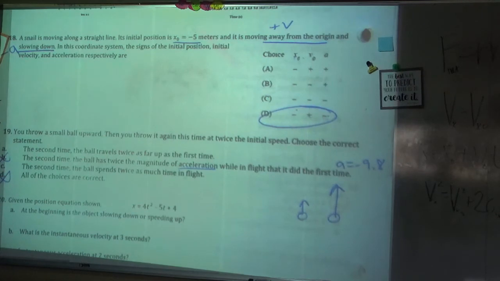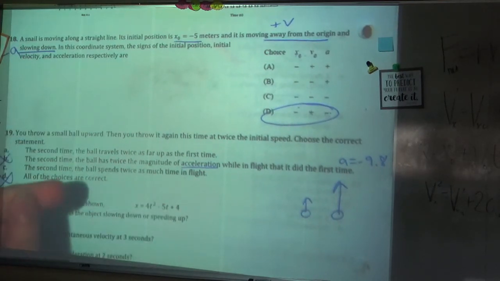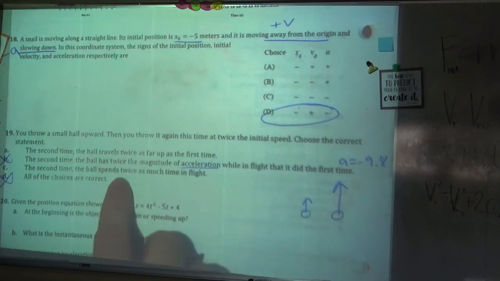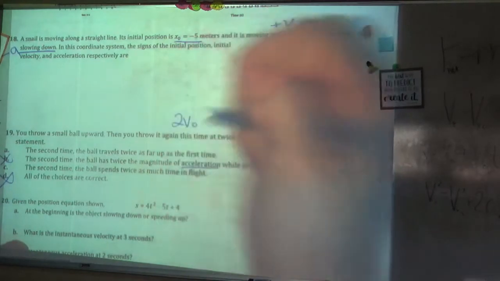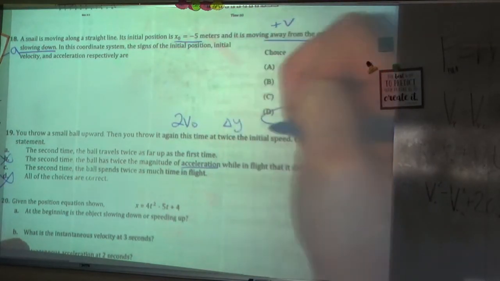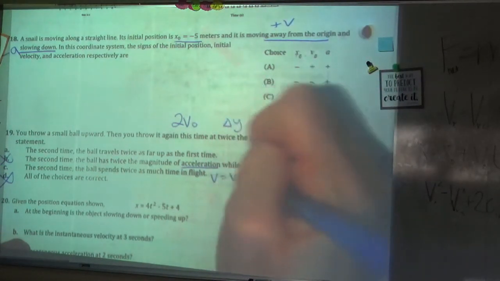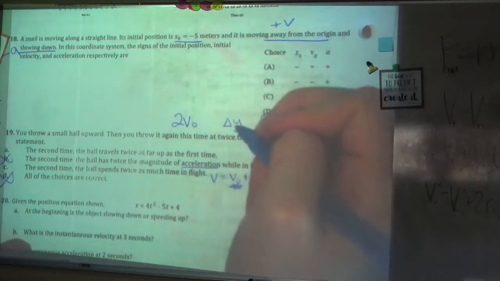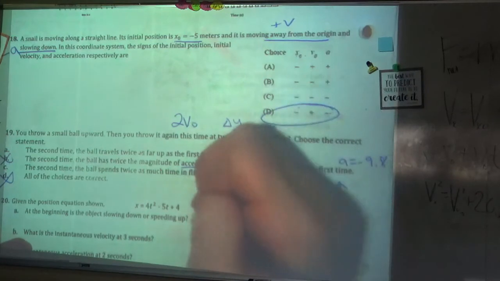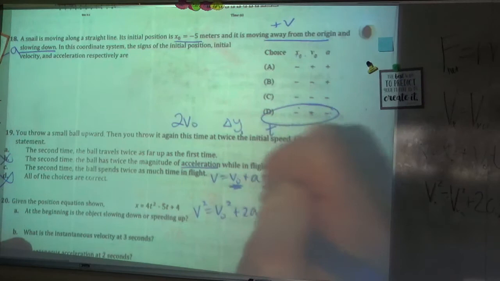A says that the ball travels twice as far, and C says that it spends twice as much time in the air. Well, we said that it would take more time and it would go up farther. We just don't know whether it's twice as much time or twice as far. So let's look at our equations. We want to know how 2v naught would affect the delta y and how it would affect the t. The first equation would be v is v naught plus at. That's how the v naught would affect the time. And how the v naught would affect the delta x, or delta y in this case, could be v squared equals v naught squared plus 2a delta x.